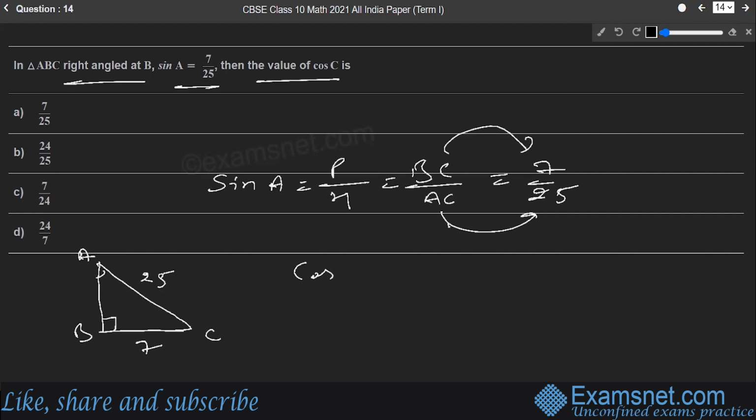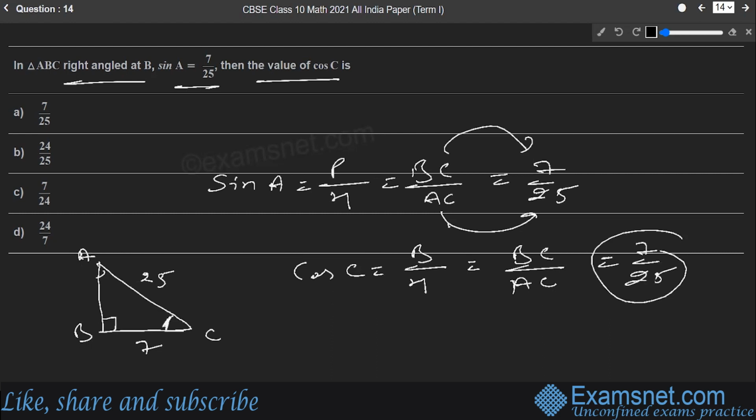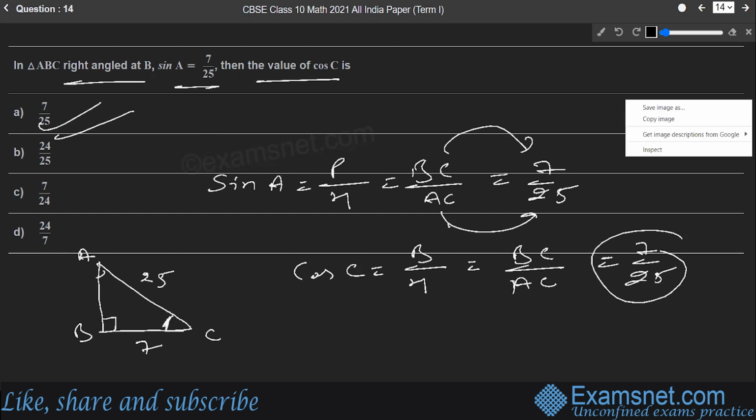Then they are asking for cos of C. So cos of C, or cos of any angle, is nothing but base over hypotenuse. So base for cos C is obviously BC and hypotenuse is obviously AC again. But we already know BC over AC as 7 by 25. So cos C value is also coming out to be 7 by 25. That is available in option number A, and that is the right answer.